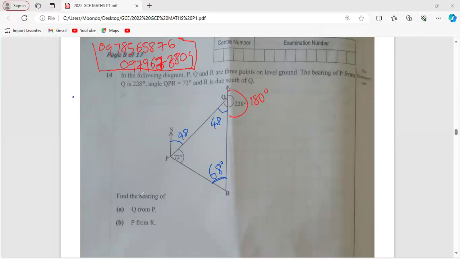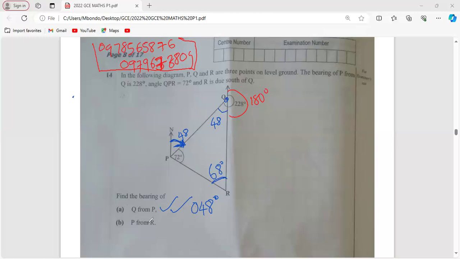So now let us come to the question. What are we supposed to find? We are supposed to find the bearing of Q from P. The bearing of Q from P is actually going to be this one here. This is already done, and our answer is going to be 048 degrees, because we focus on the three-figure bearing. So the first one, this is what we're going to have as our answer.